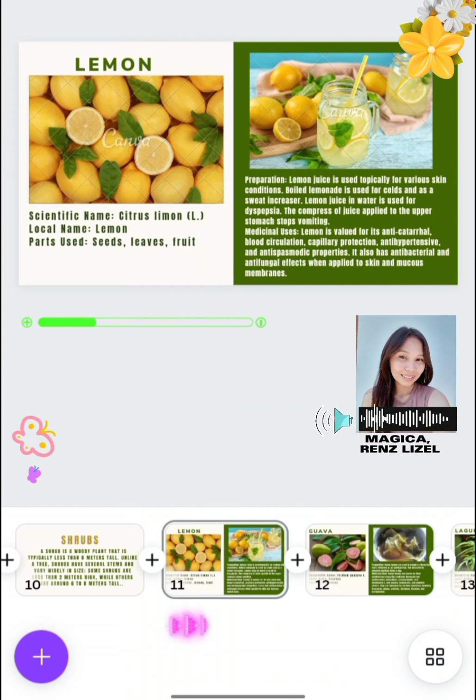The medicinal uses of lemon: it is valued for its anti-catarrhal, blood circulation, capillary protection, antihypertensive, and antispasmodic properties. It also has antibacterial and antifungal effects when applied to skin and mucous membranes.